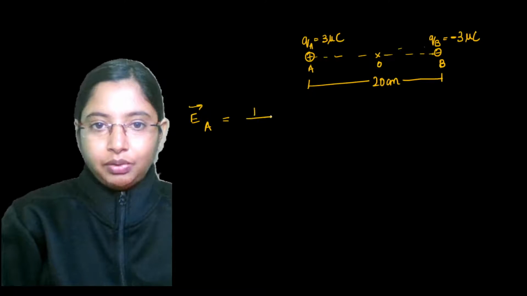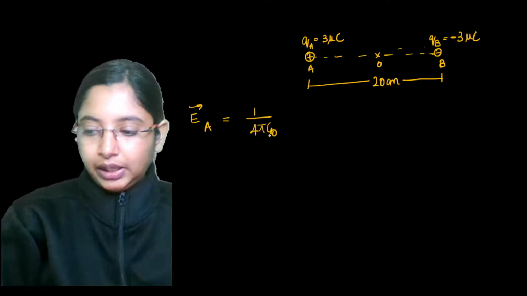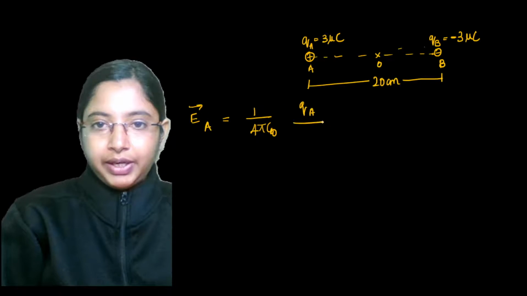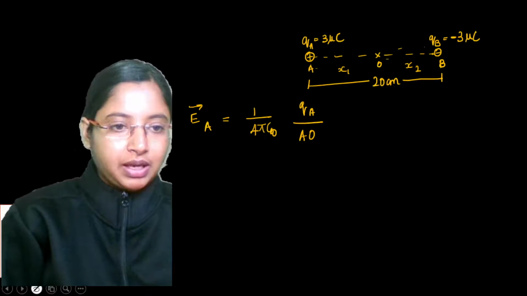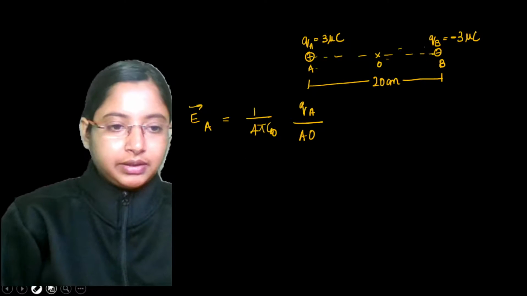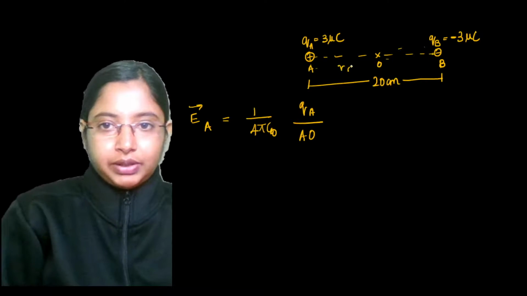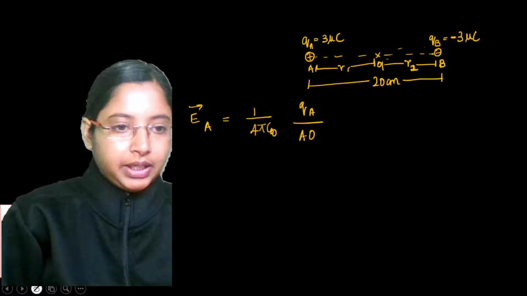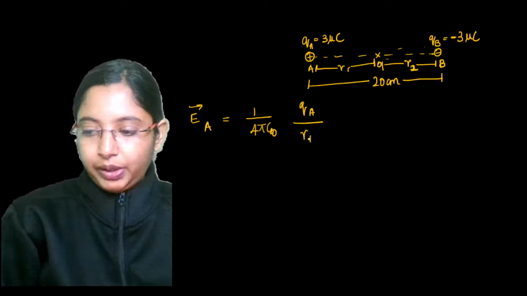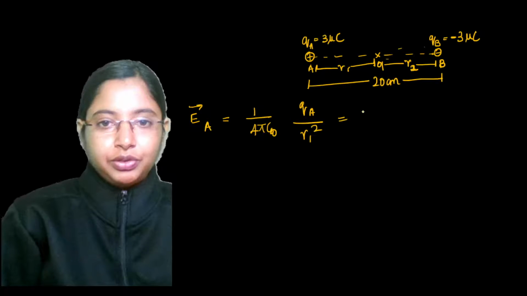That is given by the formula 1 by 4 pi epsilon naught, QA divided by the distance from A to O squared. The entire distance is r, so let's take this distance as r1 and this distance as r2. Now at this midpoint, this will be QA by r1 squared.